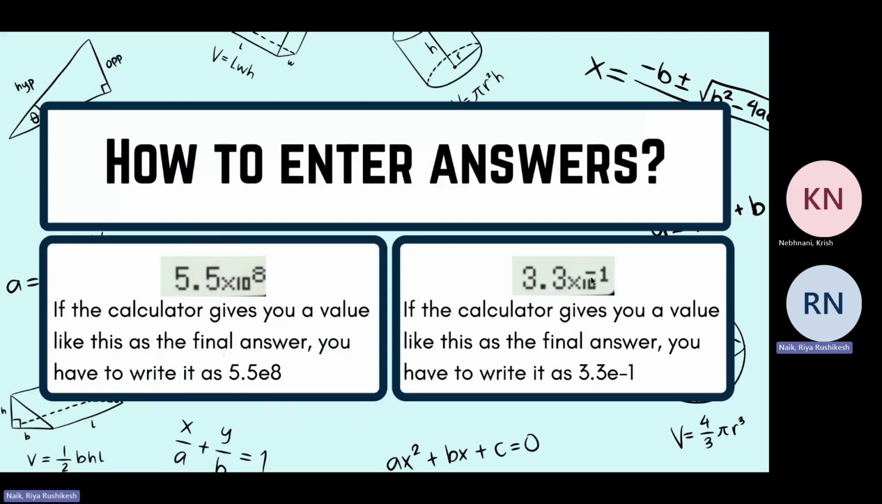Now, in this situation, since there's a negative power, same logic here: 3.3, write an E, and then write -1. Yeah, so that's all for today.